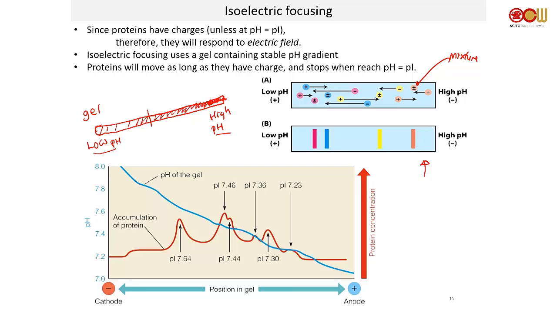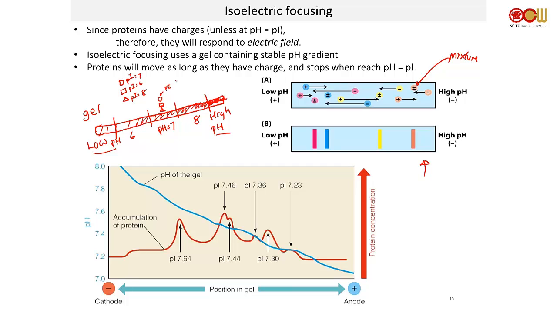Say on my gel, this portion pH is 7, this portion is 8, this portion is 6. I have 3 proteins: circle, square, triangle. The circle's PI is equal to 7. This guy, PI is equal to 6. This guy, PI is equal to 8. So I throw my 3 proteins at 7. I just throw it there. So who's going to move and who will not move? The circle protein will not move because it's already at its PI.